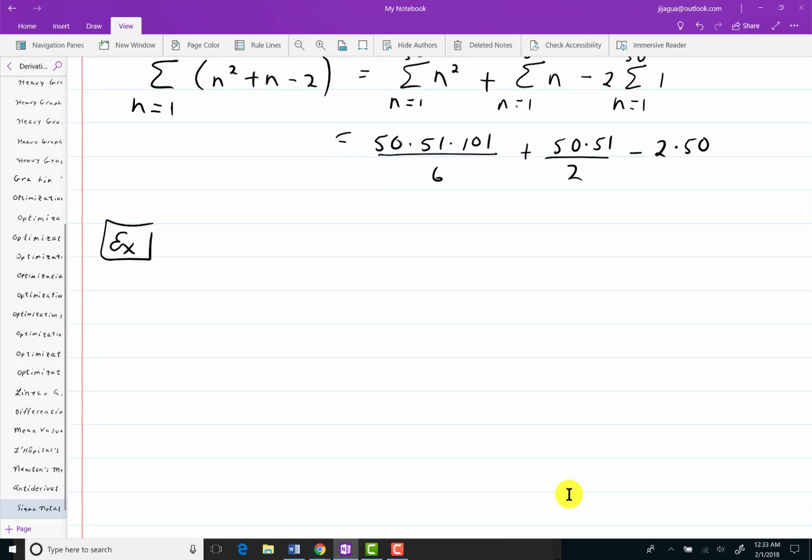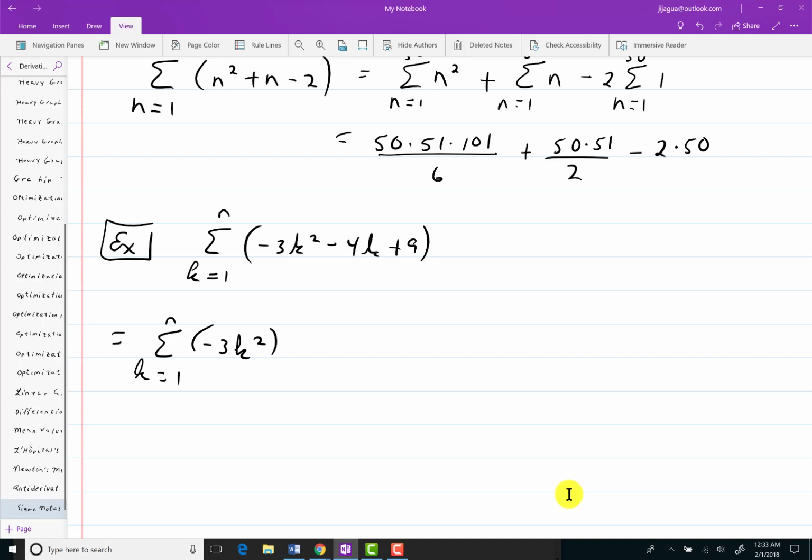One last one to seal the deal. Summation k equals 1 to n. This time I'm not giving you the n. Negative 3k squared minus 4k plus 9. I'll do exactly what I did before. I'm going to break this up. K equals 1 to n of negative 3k squared plus the summation k equals 1 to n of negative 4k plus the summation k equals 1 to n of 9.